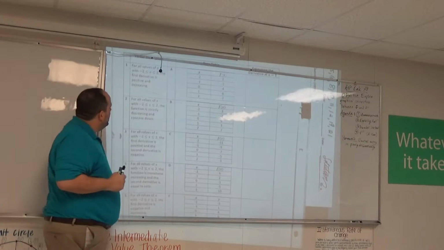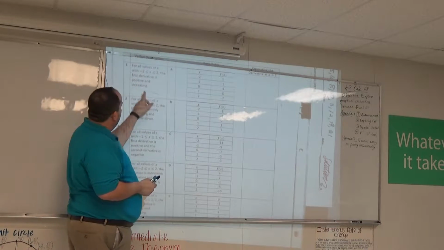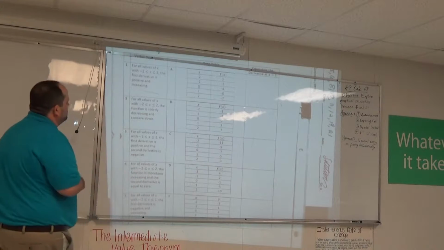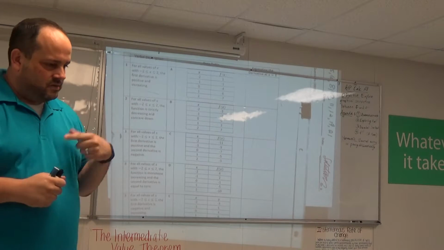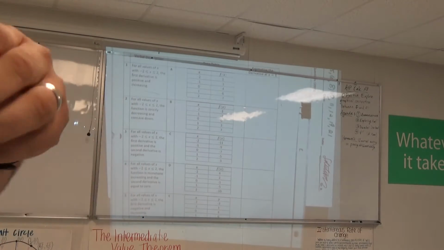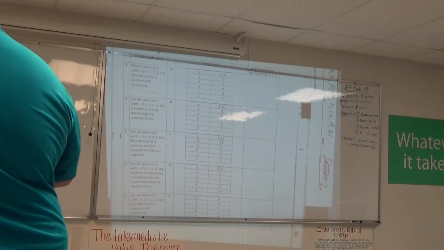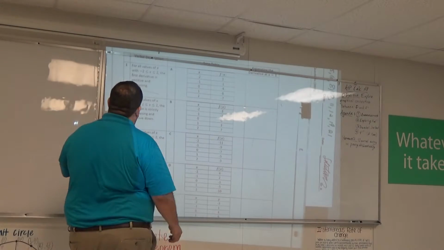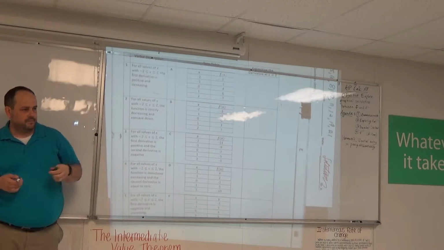So here we go. Here's how the problems are going to read. Okay, for all values of x with -2 less than or equal to x less than or equal to 2, the first derivative is positive and the first derivative is increasing. You've got a bunch of data points here. You need to decide which of these data sets, it's over there on the table, satisfies the condition that first derivative is positive and first derivative is increasing.